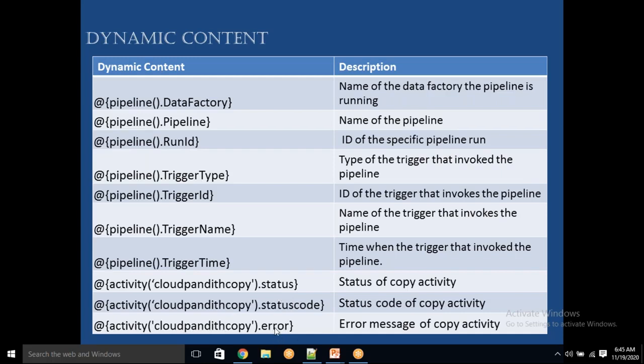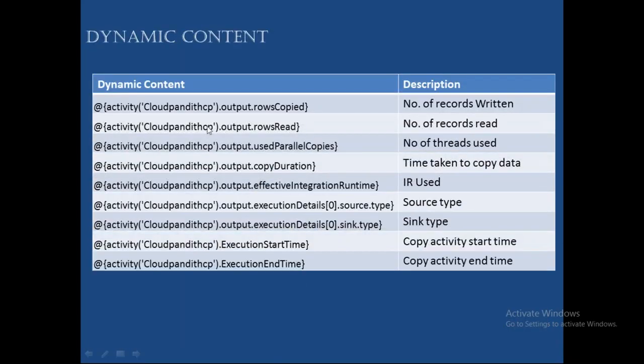If the pipeline execution succeeded, the error will be null. If the pipeline did not succeed, then you will get some error message. Remember. Okay, fine. Now, not only these, there are some other things. Now you see here, Cloud Pandit .output.rowsCopied. Rows copied means the number of records written into the destination. Next, output.rowsRead. Rows read means the number of records read from the source.